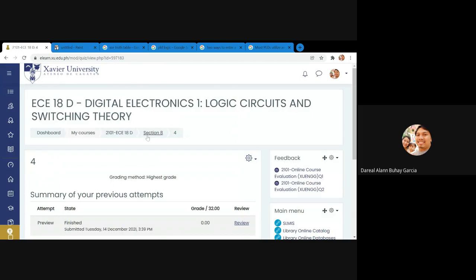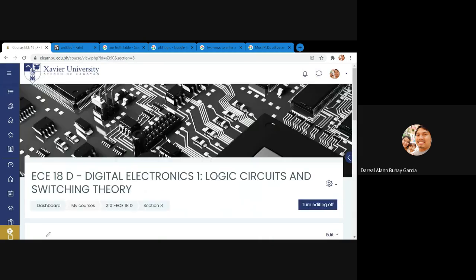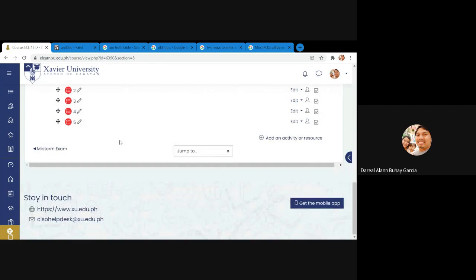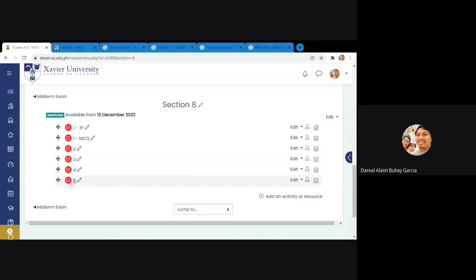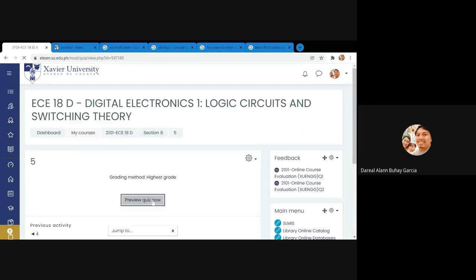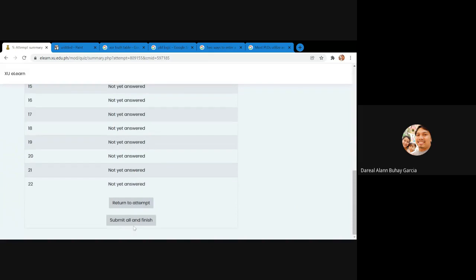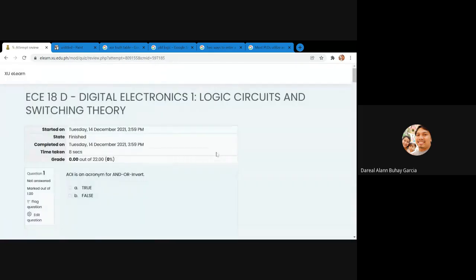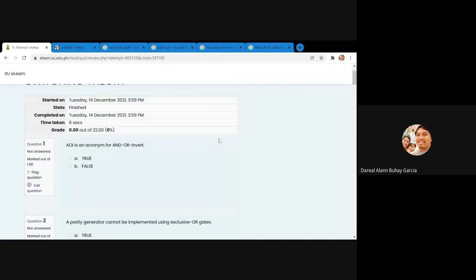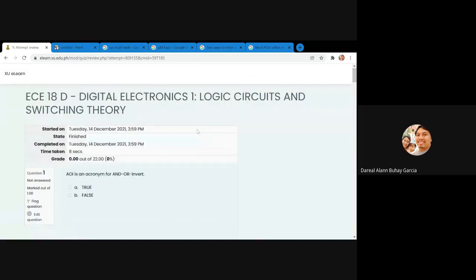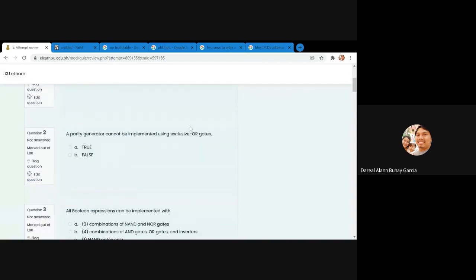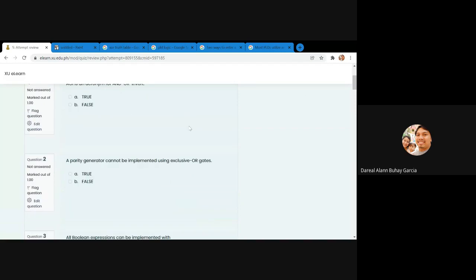So, this is my fourth set of test bank. Last set. AOI is acronym for AND OR invert. This is true. Ay, hala.